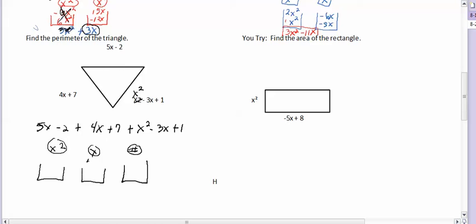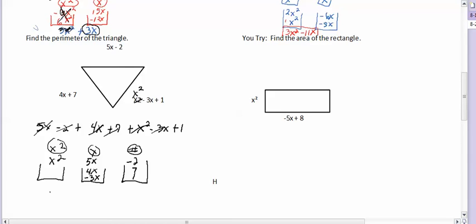Okay, so I have a 5x. I'll put it in the x bucket. I use that one. I have a negative 2. I use that one. I have a 4x. Cross that off. I have a 7. Cross that off. X to the second power, just one of them. A negative 3x. And a 1.